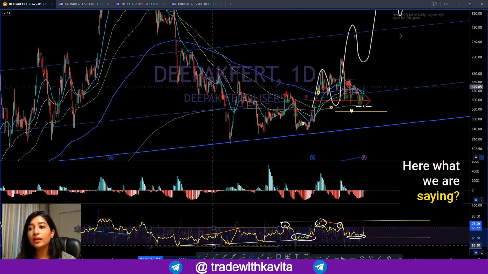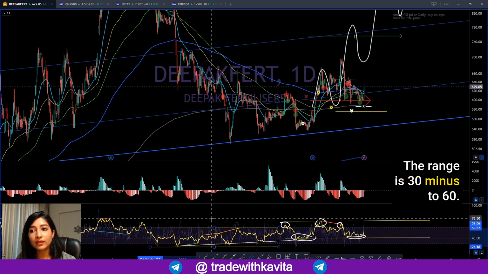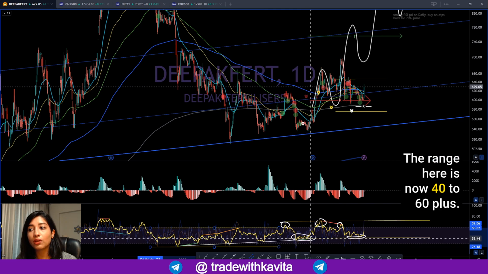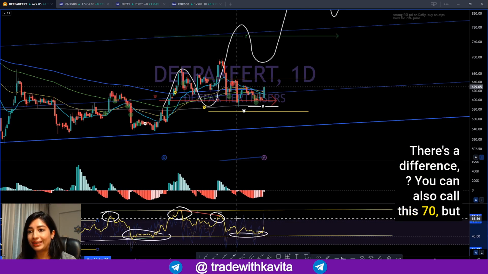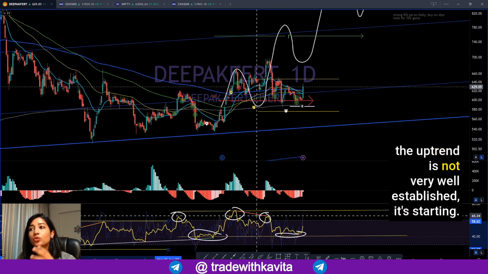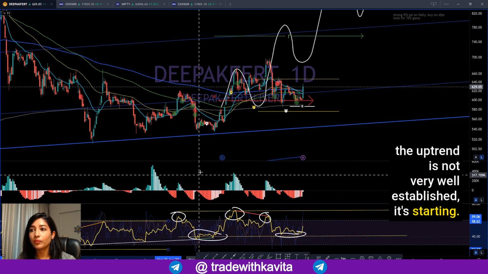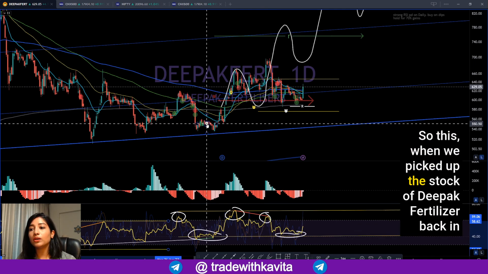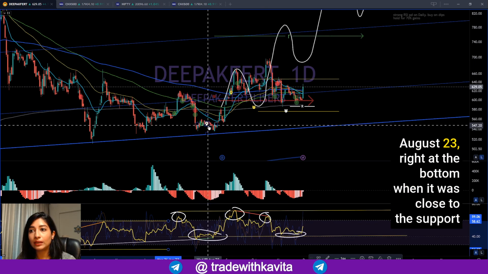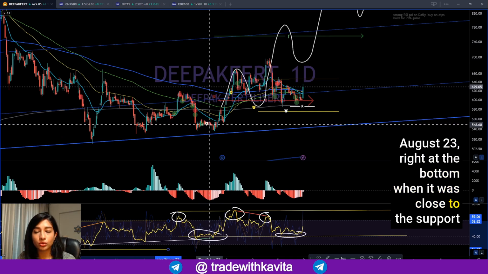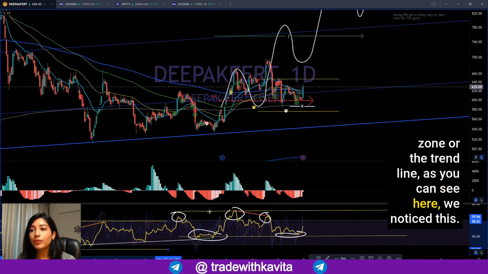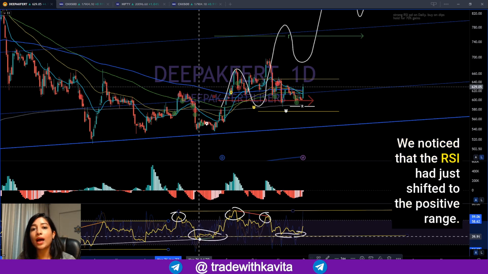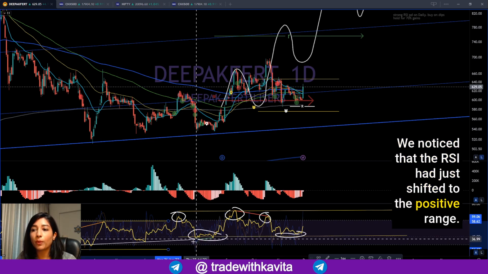Here what we are saying, the range is 30 minus to 60. The range here is now 40 to 60 plus. There's a difference. You can also call this 70. But the uptrend is not very well established. It's starting. So this, when we picked up the stock of Deepak Fertilizer back in August 23, right at the bottom when it was close to the support zone or the trend line, as you can see here, we noticed this. We noticed that the RSI had just shifted to the positive range.